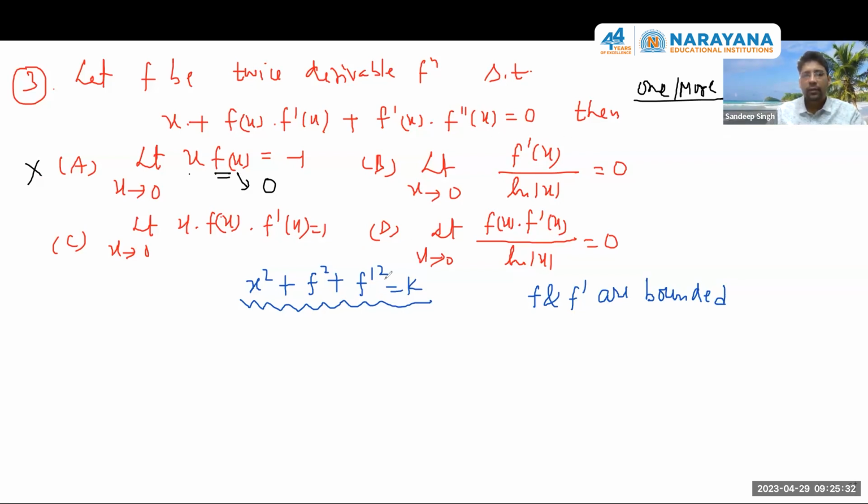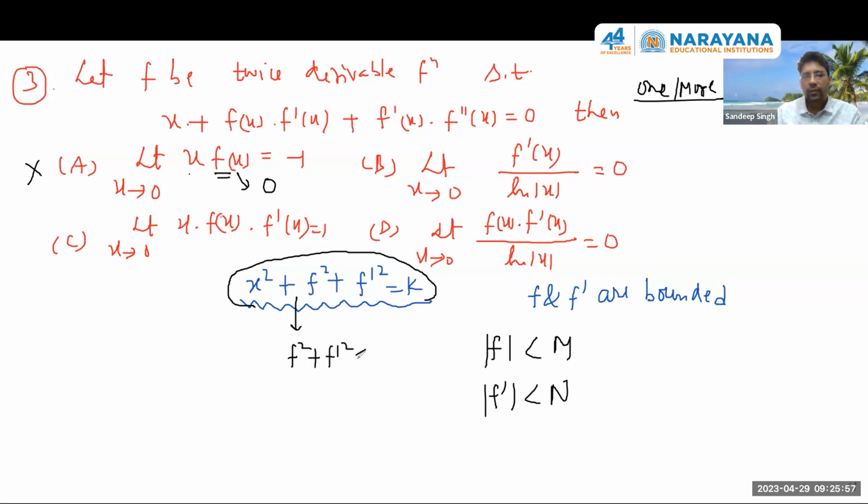What is f dash? Do you understand what bounded means, that f dash and f both will always remain less than some finite value? What is the meaning of boundedness? That the magnitude of f will remain smaller than some value capital M, and the magnitude of f dash will also remain less than some value capital N, because the sum of their squares is constant. Is that clear? From this I can interpret that f square plus f dash square is less than or equal to k. Yes or no? So from here you can say that mod of f and mod of f dash are smaller than this.